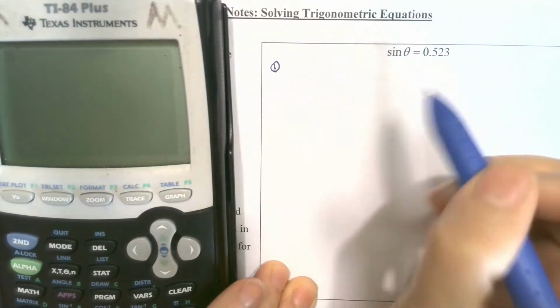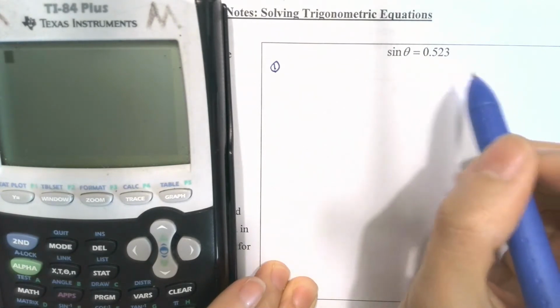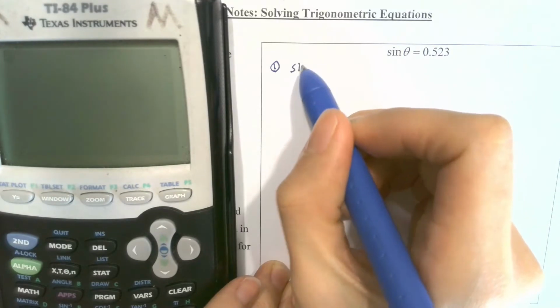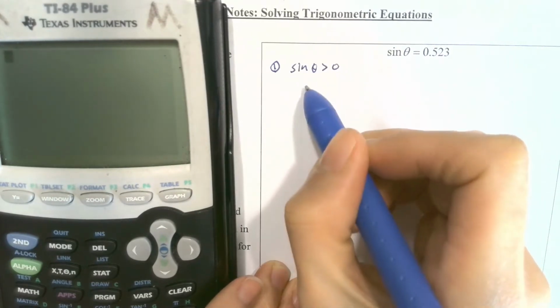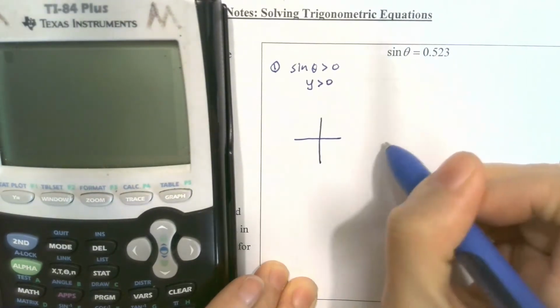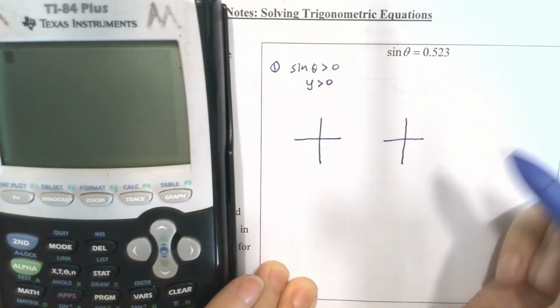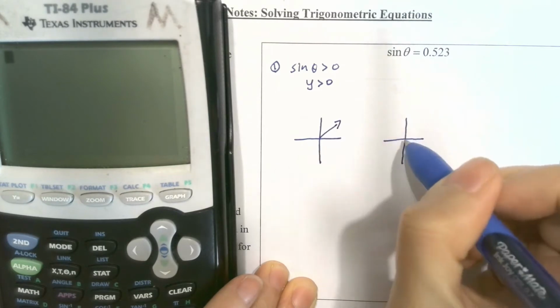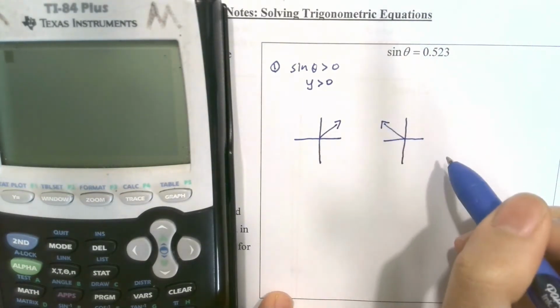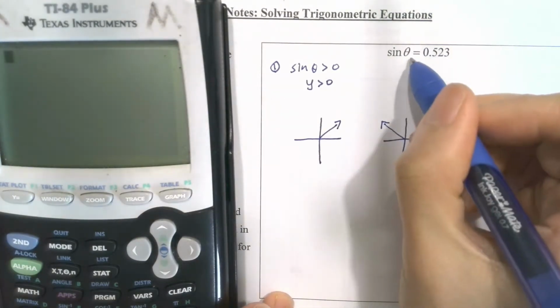Step number 2, determine what quadrant your angle terminates in. Notice that sine of theta is positive. That means your y value is going to be positive. Which quadrant do you have positive y values? First quadrant and second quadrant. So one answer is here, second answer comes from here. Now we are finding theta.